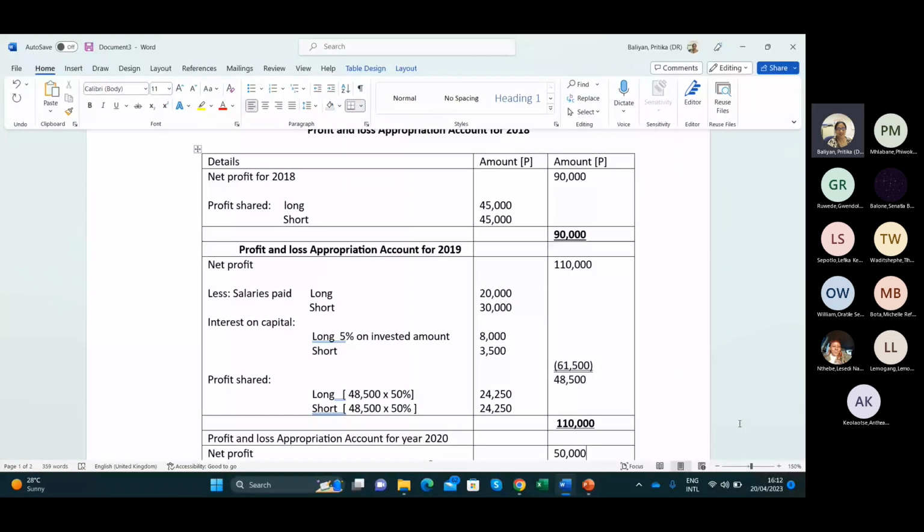Can you try to prepare the profit and loss appropriation account for the year 2020 on the same basis, in the same format? Try for 2020.